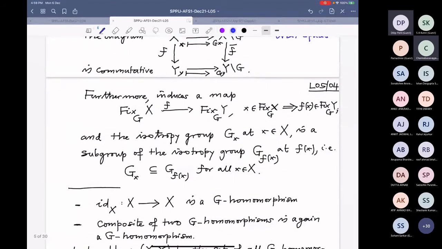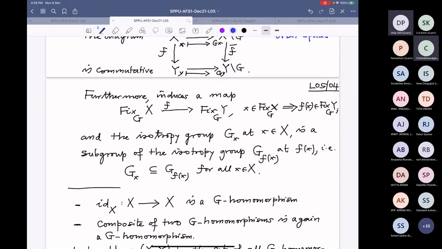What happened to the isotropies? So that is the next statement. The isotropy group at x is a subgroup of the isotropy group at f(x). That is, G_x is a subgroup of G_{f(x)}. These are again very easy, but I think when you go home, you should write down these proofs very precisely. Anytime you have doubt, you raise the concern either in the tutorial session or in my next lecture.